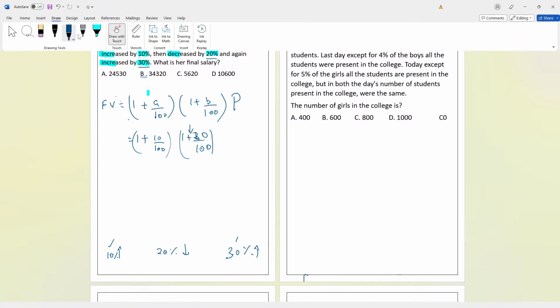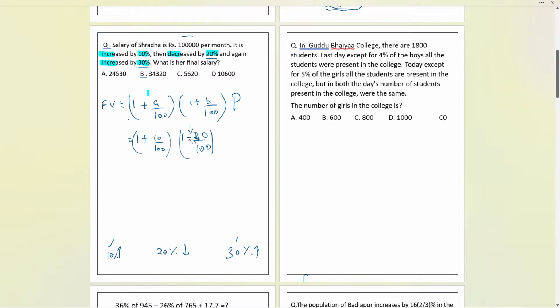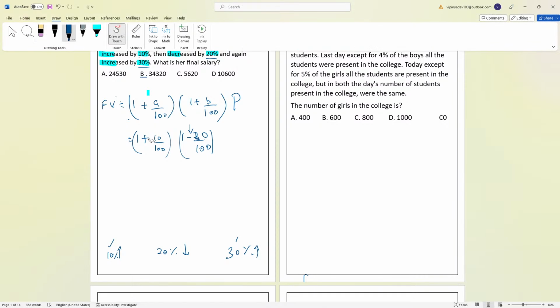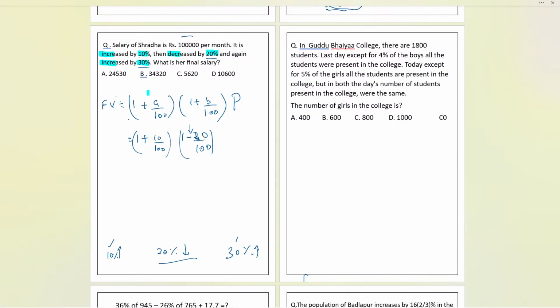I have written a positive sign here, but it should be negative. Why? Because it is decreasing. That is why. So if it is decreasing, I'll choose the minus sign here. That is also a concept you should remember. Further, the third value is 30, so it will be 1 plus 30 by 100.